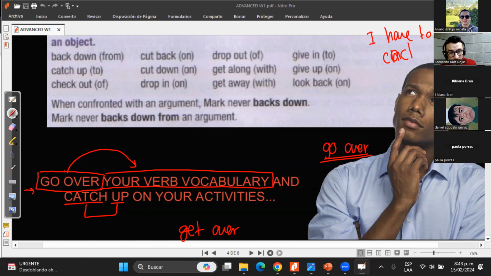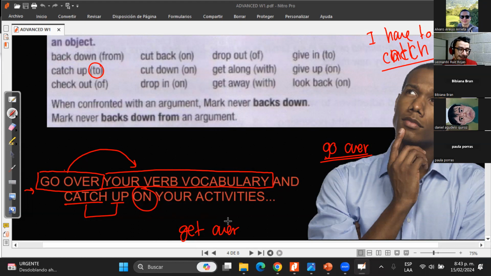Pero si yo quiero decir con qué me tengo que poner al día, puedo usar otra preposición como por ejemplo on o por ejemplo to. Catch up to my friends o catch up on my activities, ¿cierto? Ponerme al día con tal persona o ponerme al día en mis actividades. ¿Ready? Entonces, es un juego completo esto de los phrasal verbs, estar todo el tiempo jugando con ellos para poder entenderlos y usarlos de manera correcta.